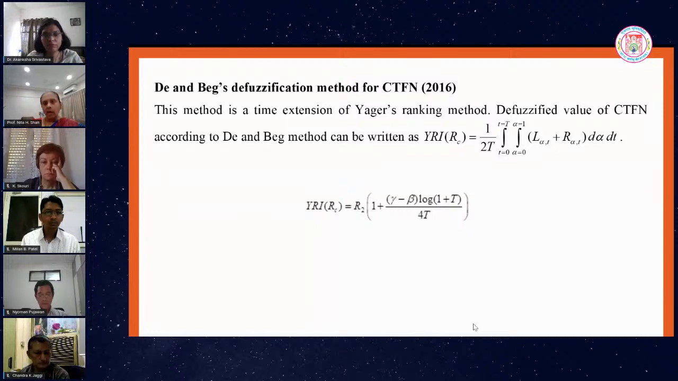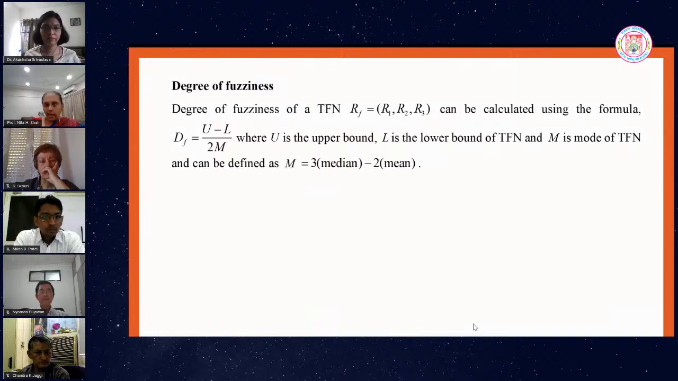And if you recollect the definition of cloud fuzziness, we had gamma to be on the right side, that is, it was on the right alpha cut. Now, how much degree of fuzziness should be approved? That should be a major question. So the degree of fuzziness of a triangular fuzzy number can be calculated using the formula u minus L upon 2m, where obviously u is the upper bound, L is the lower bound of the triangular fuzzy number, and m is the mode of the triangular fuzzy number, which we will define as 3 median minus 2 min. So this will tell us whether your data has a degree of fuzziness within the confidence limit or not.